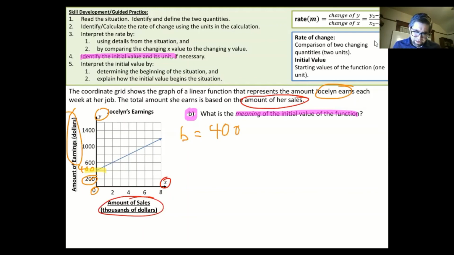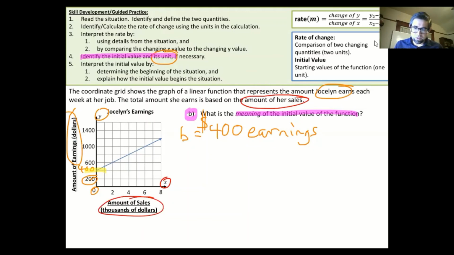But let me be careful here, because the step says to use its units. So I'm not just going to write 400. What is the Y value talking about? It's talking about the amount of earnings in dollars. So I'm going to put $400, but I'm going to be even more specific. It's not $400 in sales. It's $400 of earnings. So I'm going to go ahead and write earnings here. Now, I have to interpret what is the meaning of that initial value of that $400 in earnings.